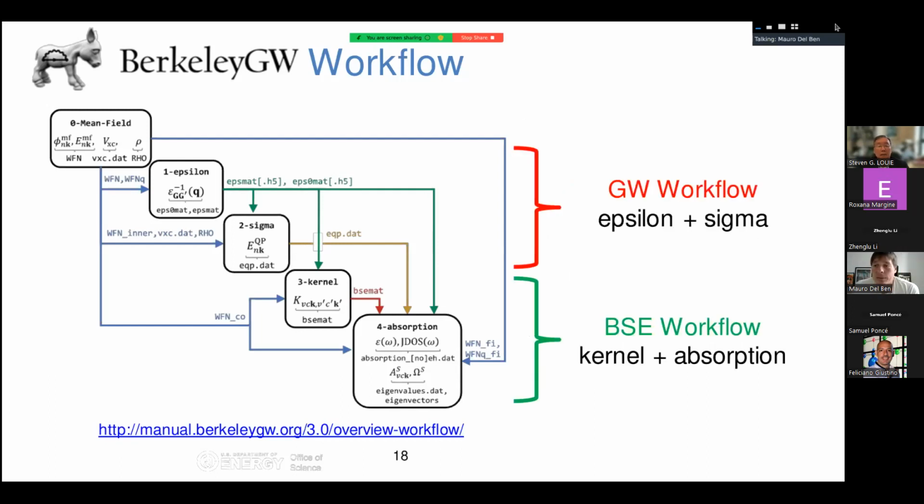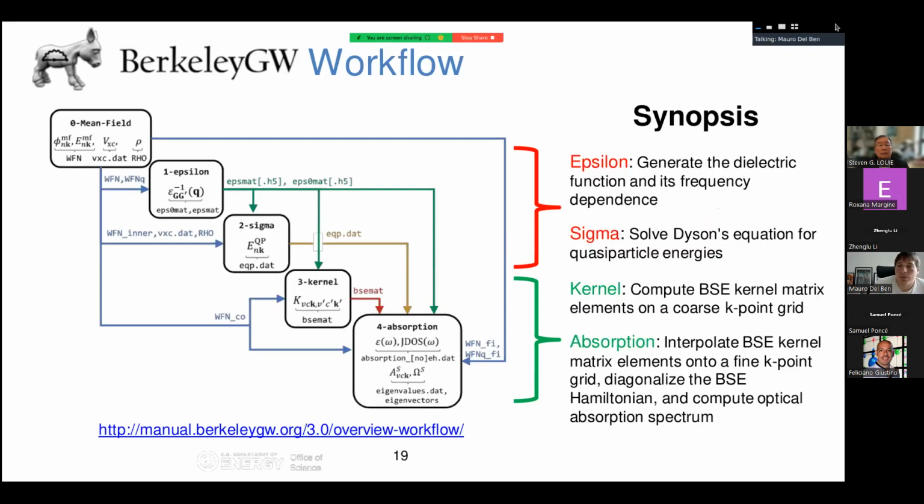Now, here is the snapshot of how we split the 2 parts for the GW plus BSE. So epsilon and sigma are the 2 modules which carry on the computation of the GW, so the calculation of the quasi-particle energies, which then you feed into kernel and absorption in order to build up the BSE Hamiltonian, which you diagonalize, and you get the excitation, exciton properties, and so on and so forth.